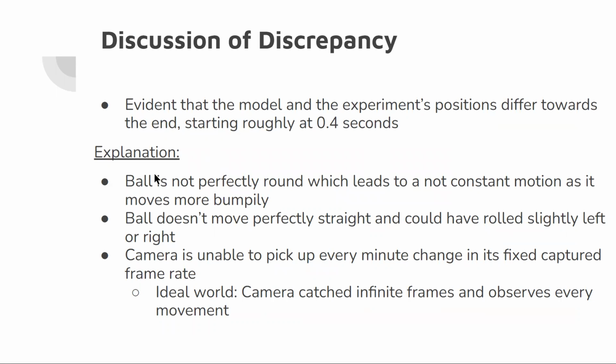And essentially, the explanation could be that the ball is not perfectly round, which leads to a not constant motion as it moves more bumpily, or the ball doesn't move perfectly straight and could have rolled slightly to the left or the right, or perhaps the camera was unable to pick up every minute change in its fixed captured frame rate. And in an ideal world, we would have a camera that caught infinite frames and observed every movement.